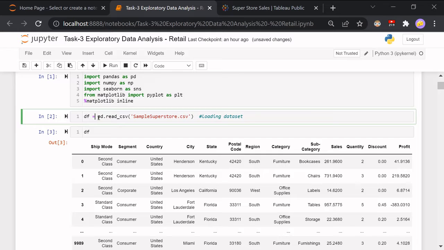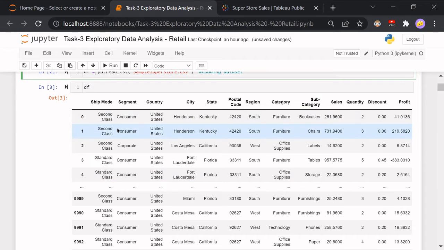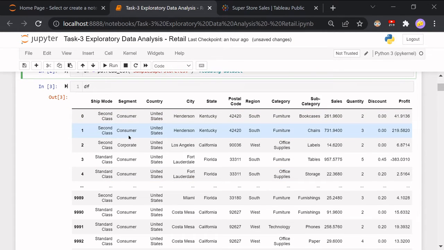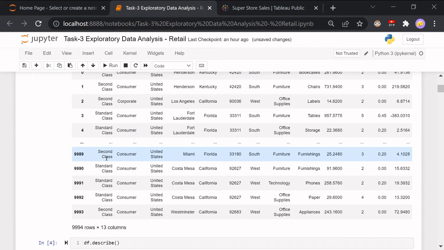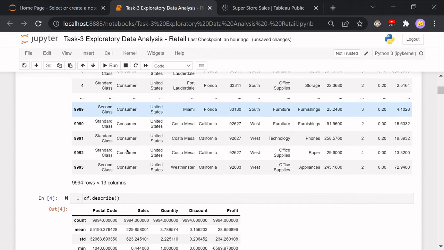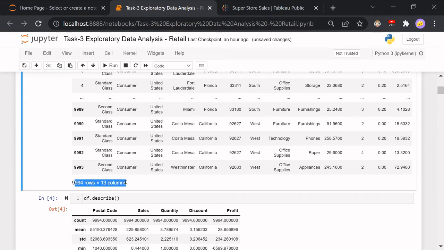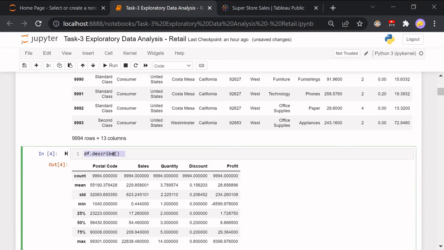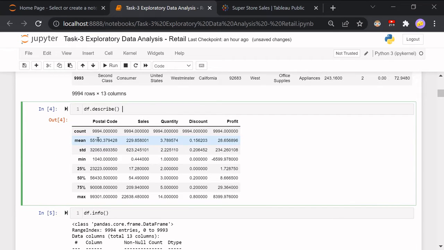As you can see, these are our first 5 rows of the data frame, and these are our last 5 rows of the data frame. The shape of our data frame is approximately 10,000 rows multiplied by 13 columns. I am using describe here. With the describe function, it is telling us the count, mean, standard deviation, and so on about the data frame.